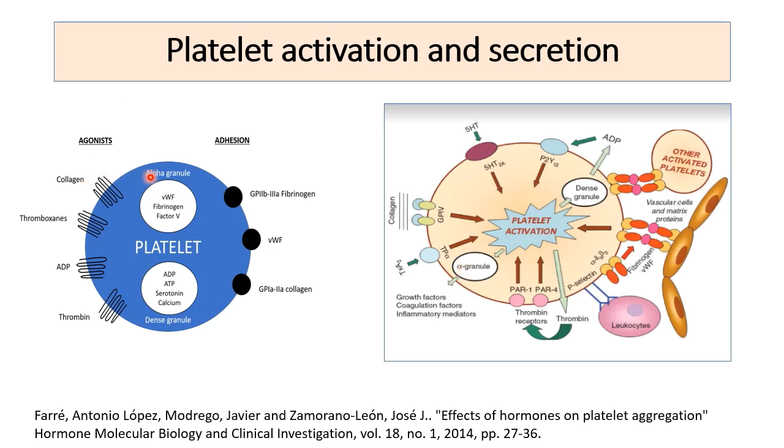So in a platelet there are several platelet agonists which help in platelet activation, like collagen, thromboxane, ADP and thrombin, and the dense granules and the alpha granules actually contain these platelet agonists.